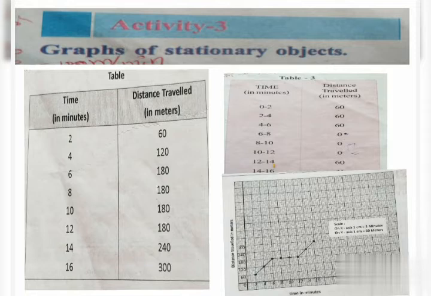In the first 2 minutes she covered 60 meters. Next, 2 to 4 minutes she covered 60 meters. Next, 4 to 6 minutes she covered 60 meters. Next, 6 to 8 minutes she covered 0 meters. 8 to 10 minutes, 0 meters. 10 to 12 minutes, 0 meters. 12 to 14 minutes, again 60 meters. 14 to 16 minutes, 60 meters. Can you say by looking at the table whether Bhumika rested somewhere during her journey?